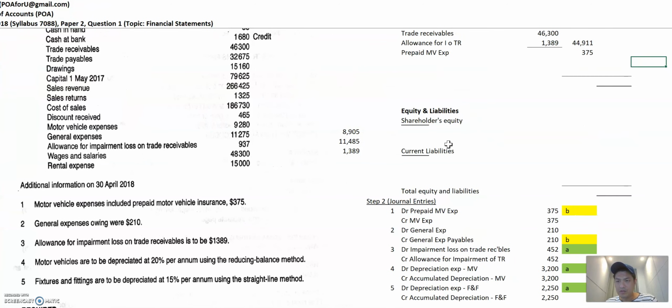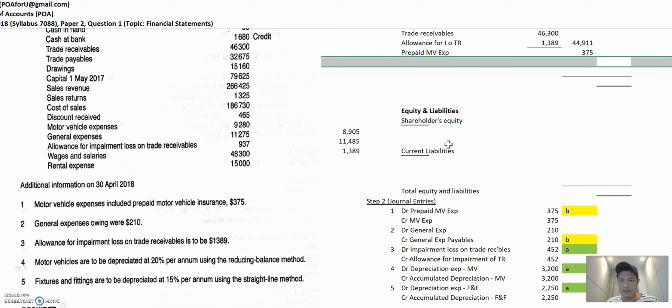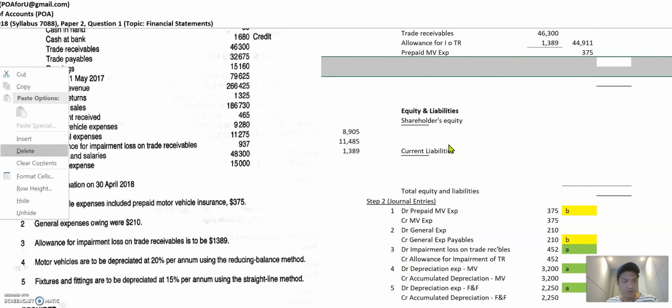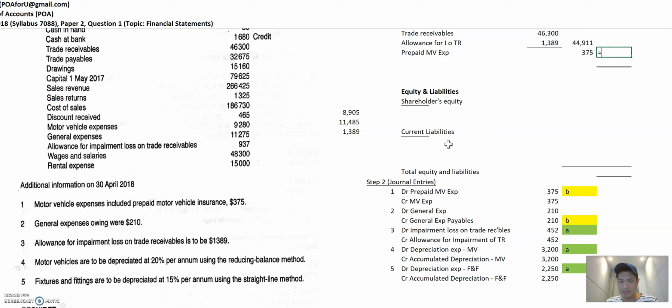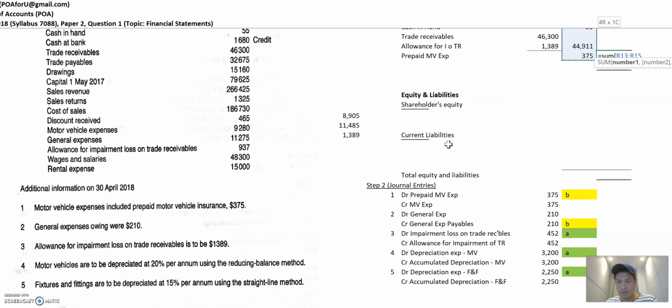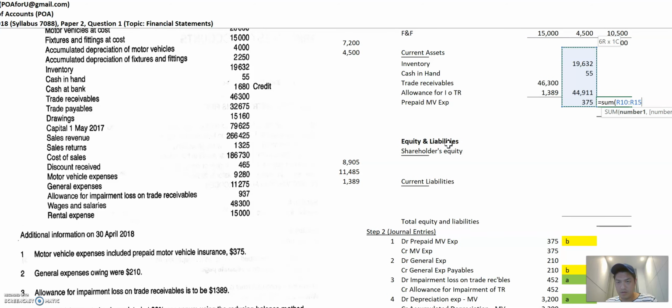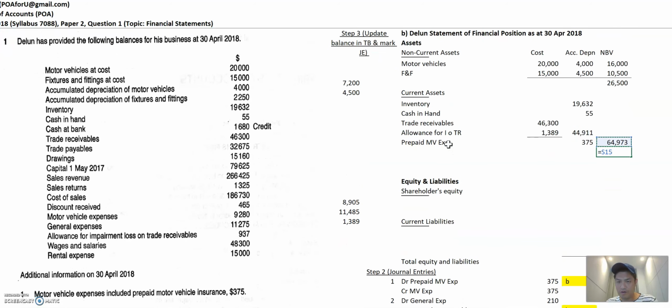Okay, so all the assets we have done, right? We are going to sum this up. And that is it, right? And then we have a total asset of all my current asset plus my net book value of the non-current assets.